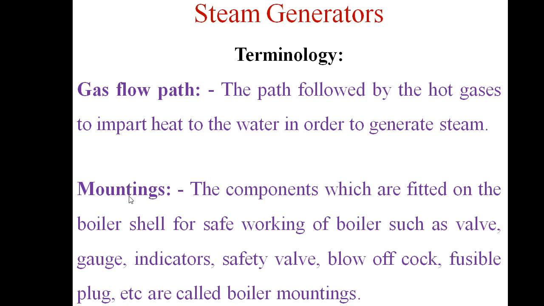Then boiler mountings. Boiler mountings are the components which are fixed to the boiler shell for safe working of boilers, such as water level gauge, pressure gauge, safety valve, blow off cock, fusible plug, etc., which are called boiler mountings. So without boiler mountings, a boiler is not treated as a safe boiler. So mountings are compulsory components which are fixed with the boiler.